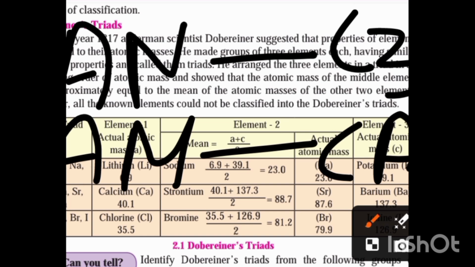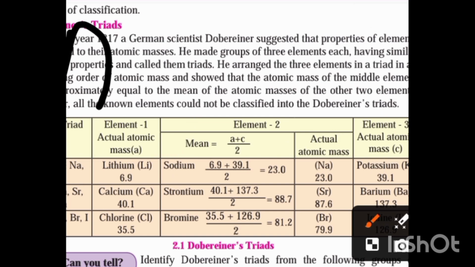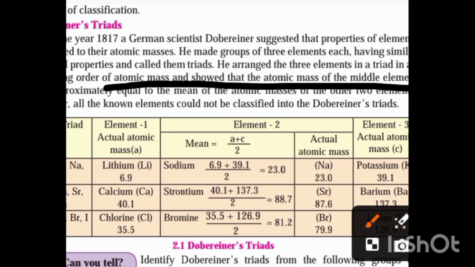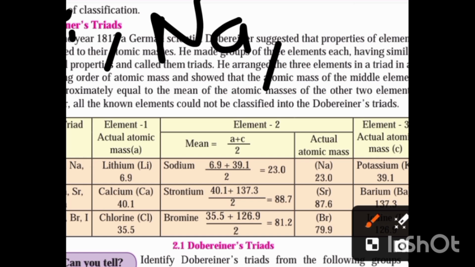Okay, let us see now how he arranged. He named it triads. The three elements in a triad are in increasing order of their atomic masses, and he showed that the atomic mass of the middle element, so taking lithium, let us read this first: the atomic mass of the middle element was approximately equal to the mean of the atomic masses of the other two elements. Means the atomic mass of the middle element, so lithium, sodium, potassium, this is the middle element.